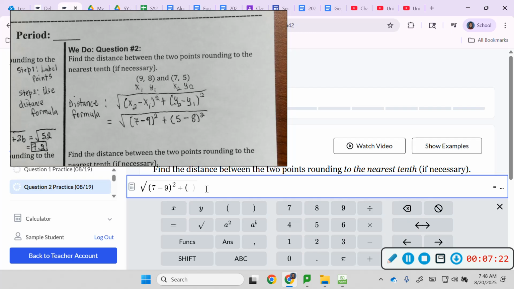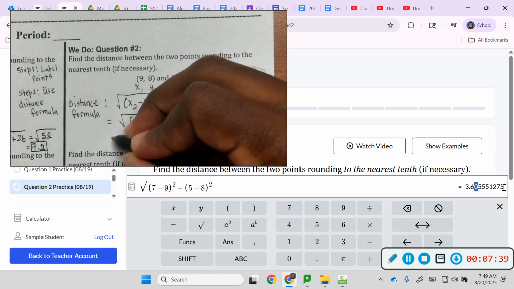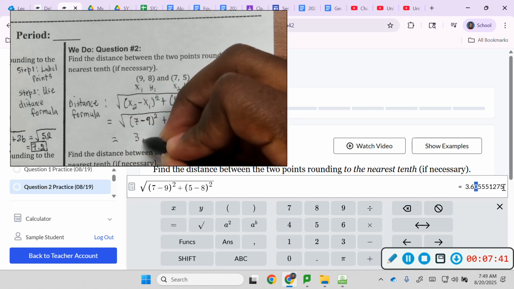Then I write another parentheses, 5 minus 8, close parentheses, then I press the exponent, which is that squared, and I got 3.60. You look at the 0, because it's not 5 or larger, the 6 does not round up. So my answer would be 3.6.